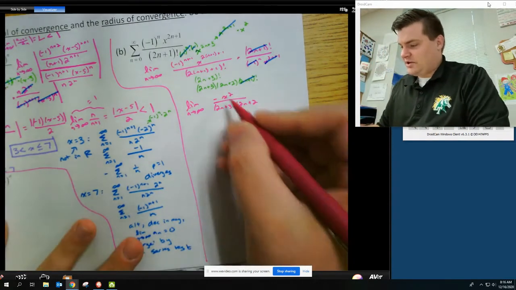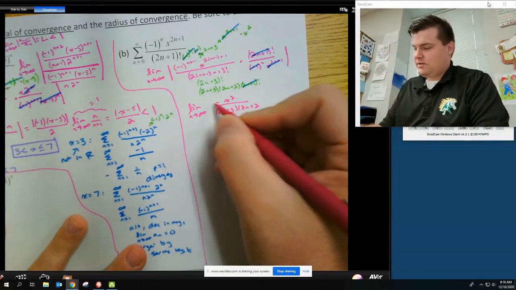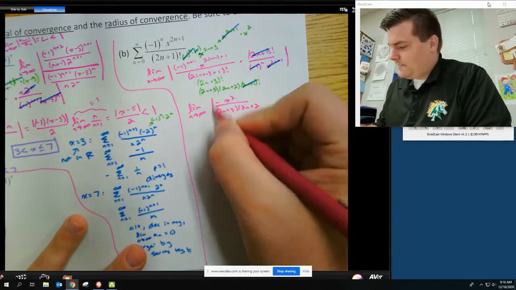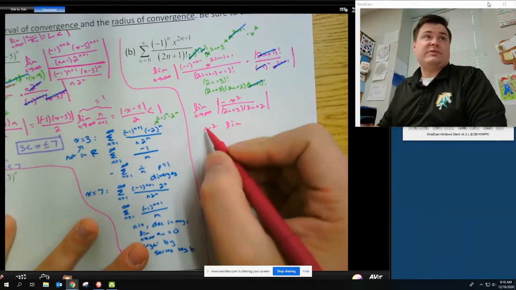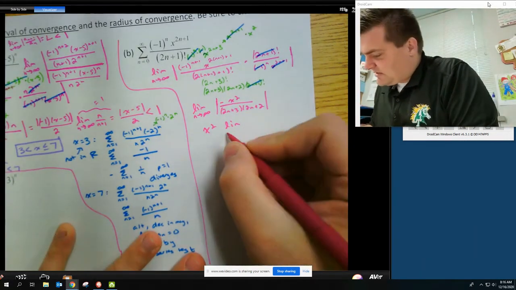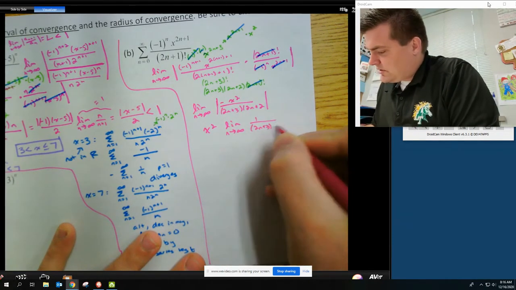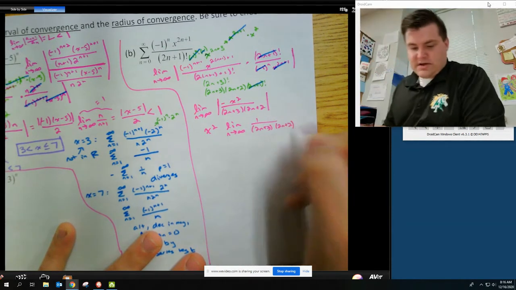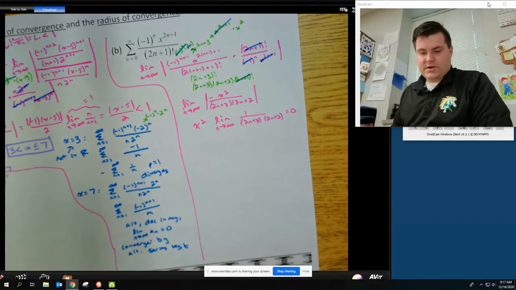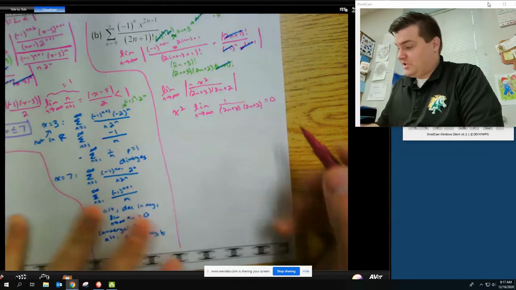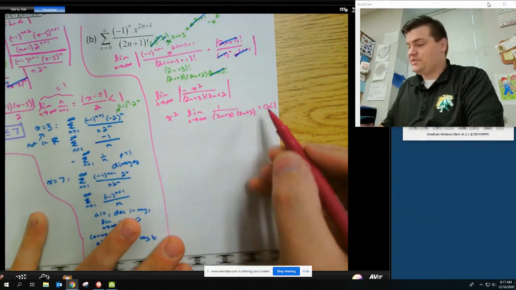Yep. So I'm going to actually put the absolute value back, almost forgot that. So this negative 1 part is going to come out, so I can just pull out the x squared. The x squared is always positive, getting rid of the absolute value. Limit as n approaches infinity of 1 over 2n plus 3 times 2n plus 2. This is going to end up equaling 0, which is less than 1, by the way. So no matter what x is, this will always equal 0.